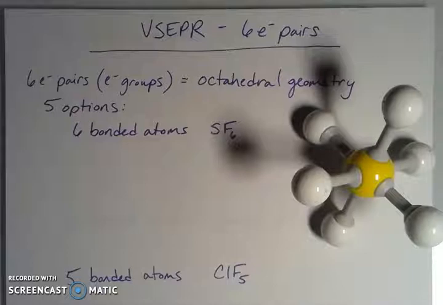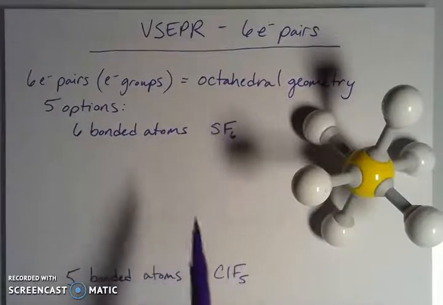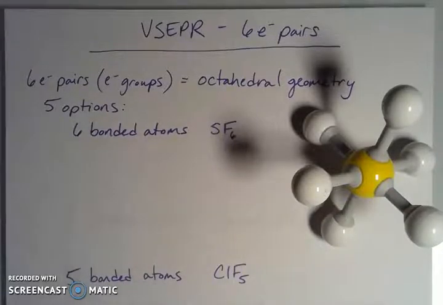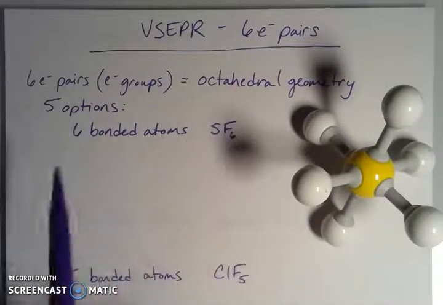Okay, I'm assuming if you're here watching this video that you've at least seen some of my others on the valence shell electron pair repulsion model. So I'm just going to start going through what happens when we have 6 electron groups or pairs around a central atom. That gives us what is called octahedral geometry, which tends to frustrate students because the octa prefix, of course, means 8, but there's 6 electron pairs.